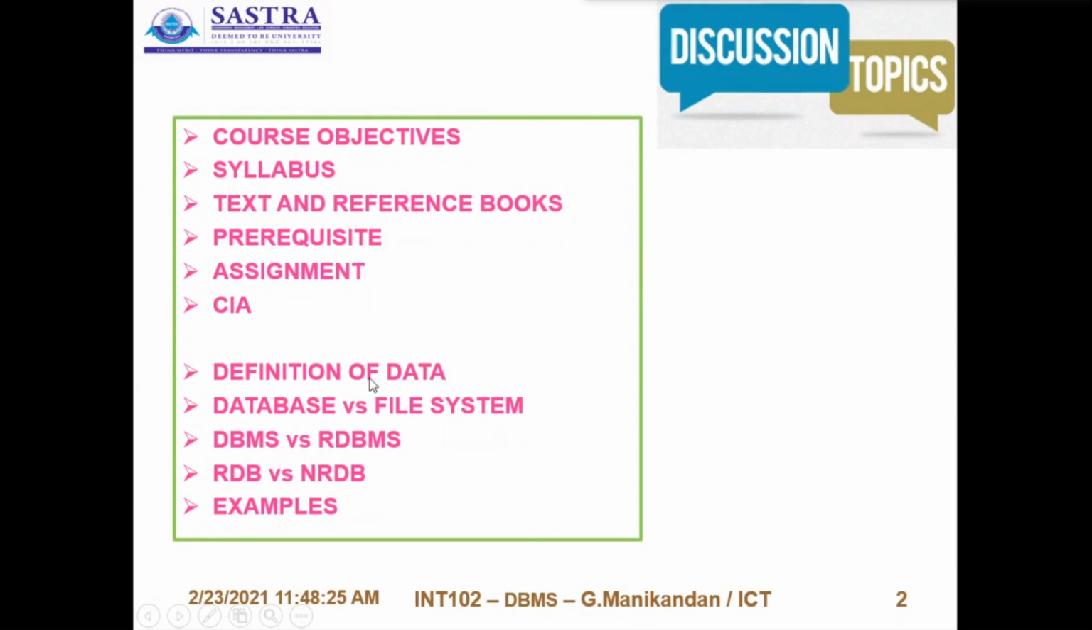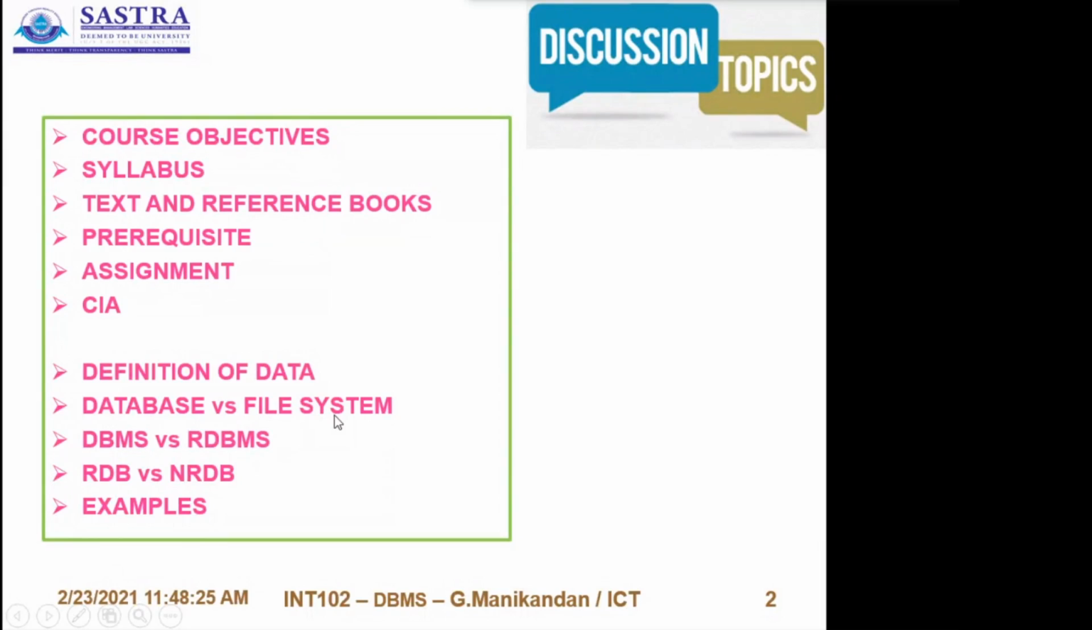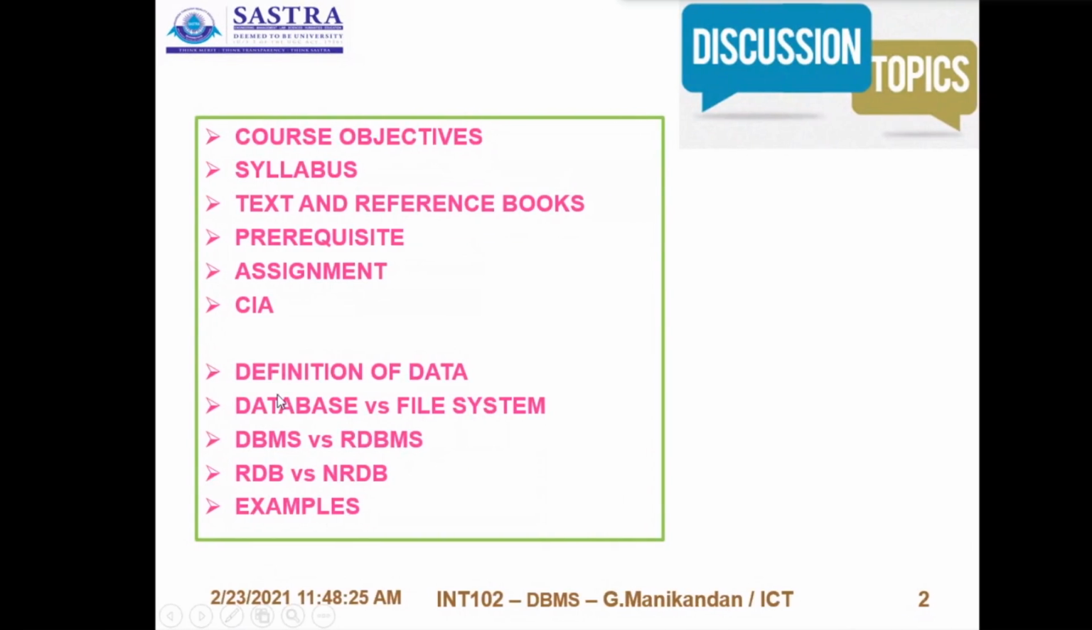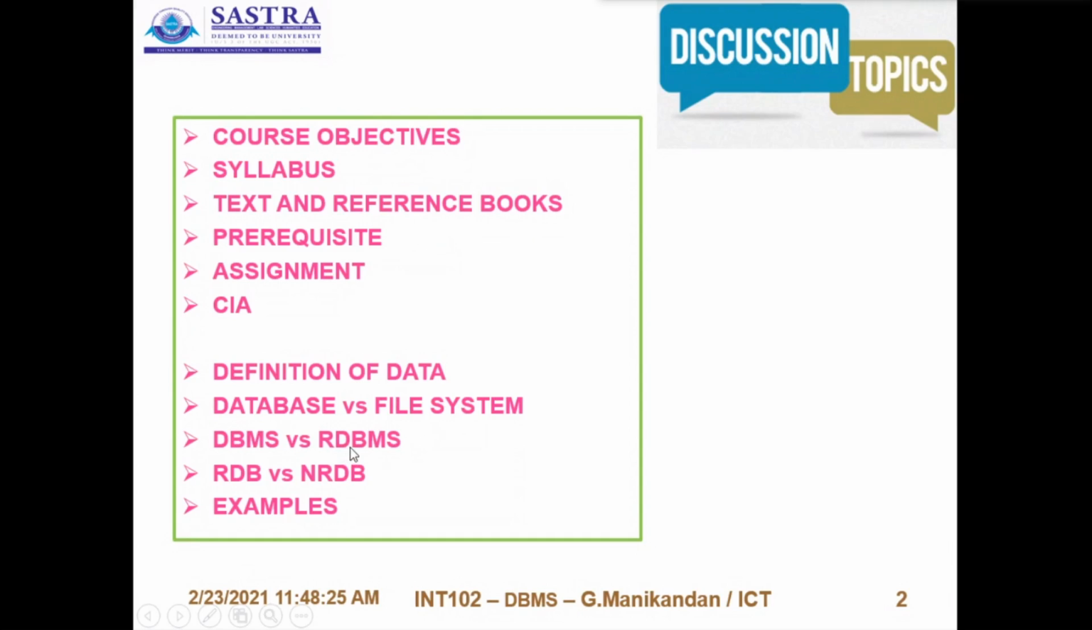And if time permits, I will start with the definition of data. Why are we going for a database? What is the limitation in your file system? To overcome the limitation, we are going for a database. Then what is the difference between a database and a relational database management system, database management system and relational database management system? And how will you differentiate a relational database from a non-relational database? And finally, some examples for your relational.